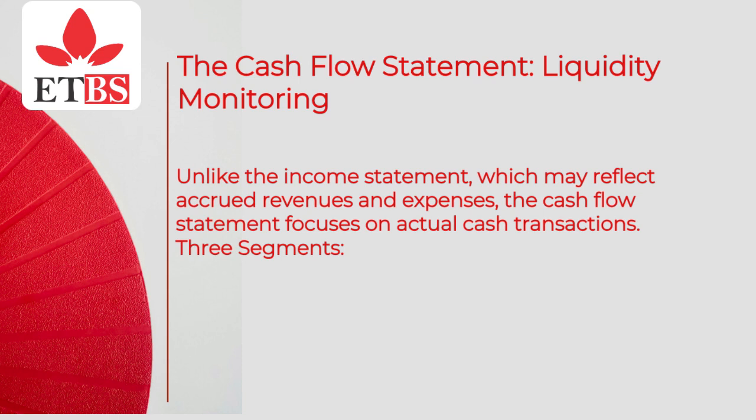Unlike the income statement, which may reflect accrued revenues and expenses, the cash flow statement focuses on actual cash transactions. 3 segments. Operating activities: core business income and payments, e.g., customer receipts, salary payments. Investing activities: purchase/sale of long-term assets, like land, equipment, or securities. Financing activities: inflows from loans or equity issuance. Outflows for repayments or dividends.